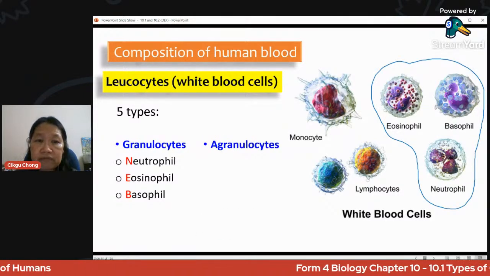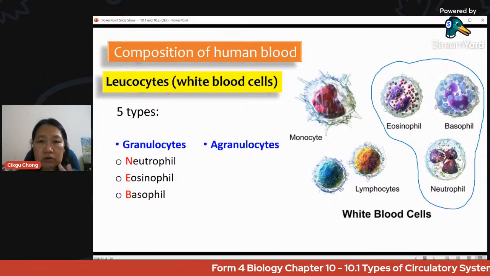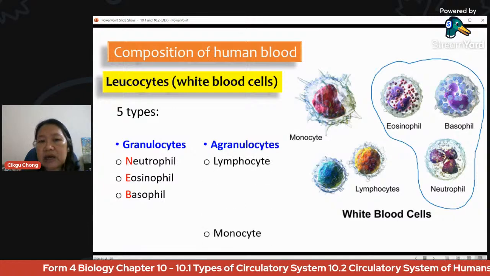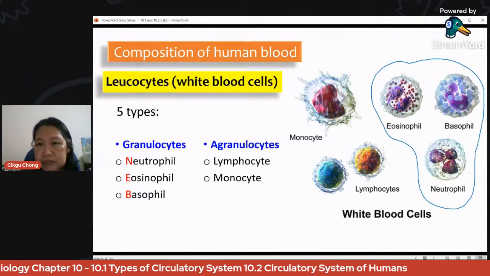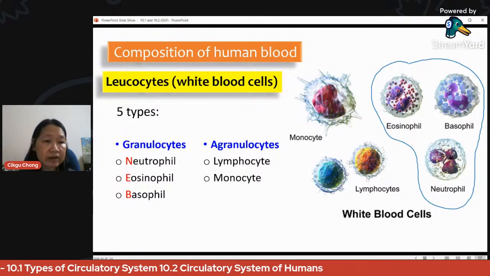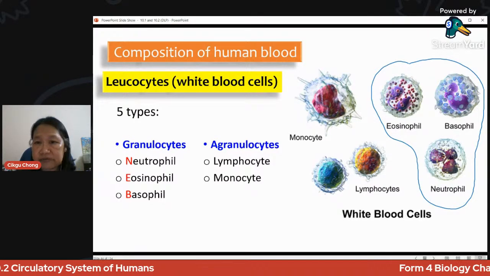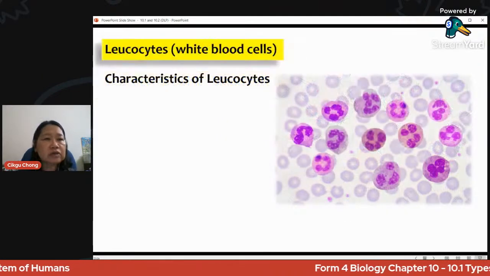Once you remember the granulocytes, then the other 2 will be the agranulocytes. The A means they don't have granules, so their cytoplasm is clear. There you have the monocyte and the lymphocyte. Okay, 2 types there, clear. So 5 types here, and I will look at each of the functions. The function of each type is slightly different. So let's look at the first one.